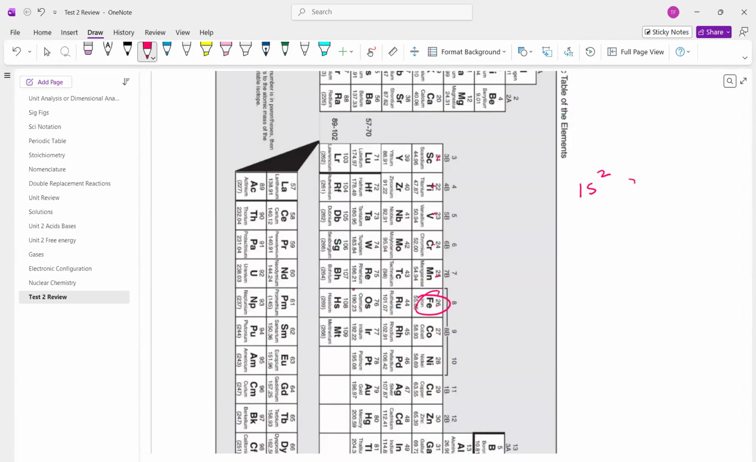1s2, 2s2, 2p6, 3s2, 3p6, 4s2, 3d6. Okay.